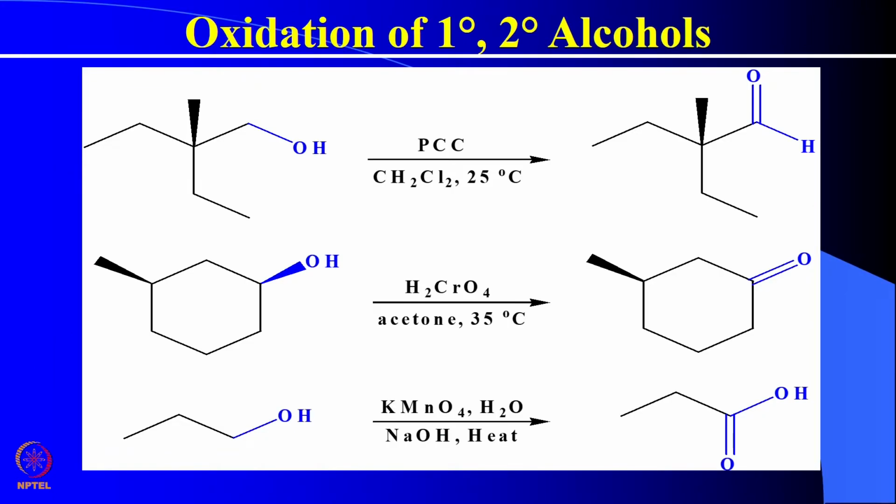So let us see a few examples here. In this first example, this alcohol is a 1 degree alcohol, and when you are using PCC in presence of dichloromethane at room temperature, we get an aldehyde. When we have a 2 degree alcohol, which is shown here as a cyclic alcohol, a cyclohexanol derivative, in presence of acetone as a solvent at about room temperature, the reaction yields a ketone.